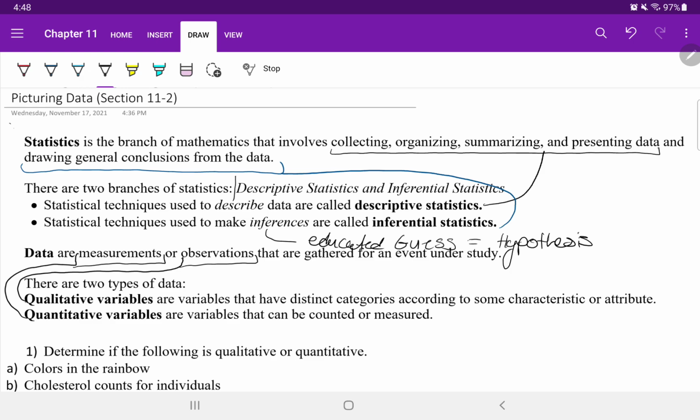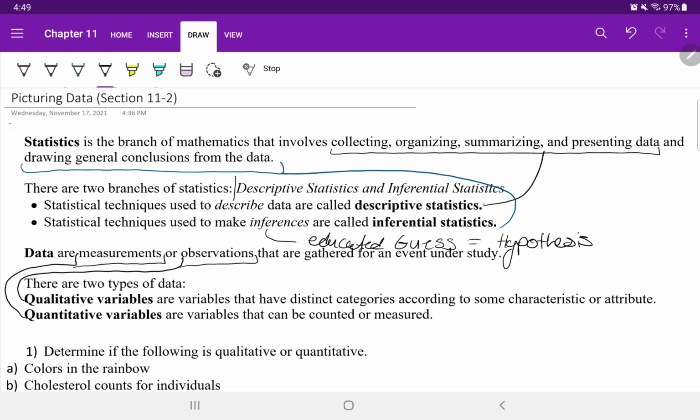Whereas quantitative variables, those are variables that can be counted or measured. So the temperature outside, we measure the temperature. The number of credits you need to graduate, you can count how many credits you need to graduate. How much money is in your bank account? Your weight, your height, the distance it takes you to travel from home to school. Those are examples of quantitative variables.